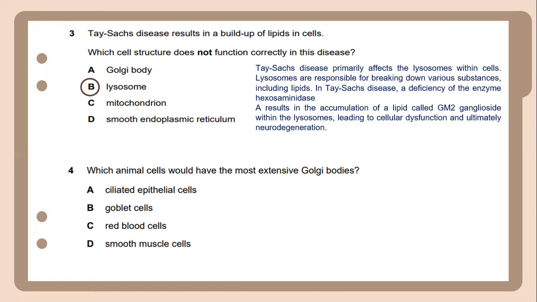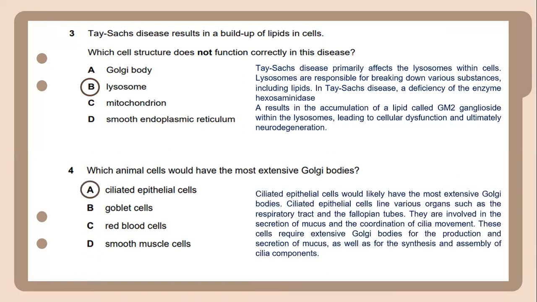Which animal cell would have the most extensive Golgi bodies? Ciliated epithelial cells would likely have the most extensive Golgi bodies because these cells line various organs such as the respiratory tract and the fallopian tubes. They are involved in the secretion of mucus and the coordination of ciliary movement. These cells require extensive Golgi bodies for the production and secretion of mucus, as well as for the synthesis and assembly of ciliary components.